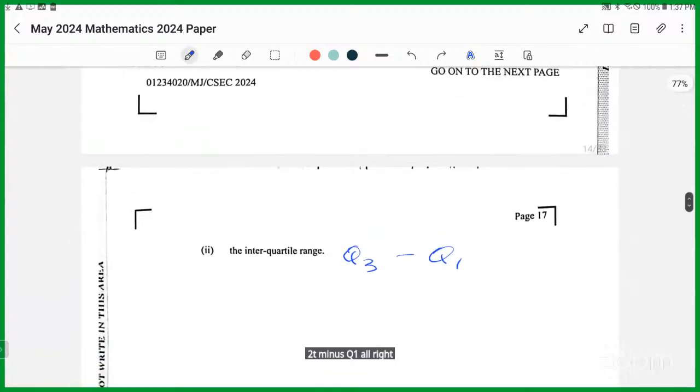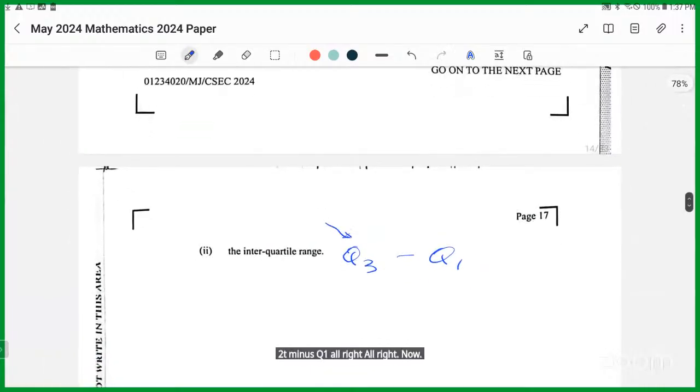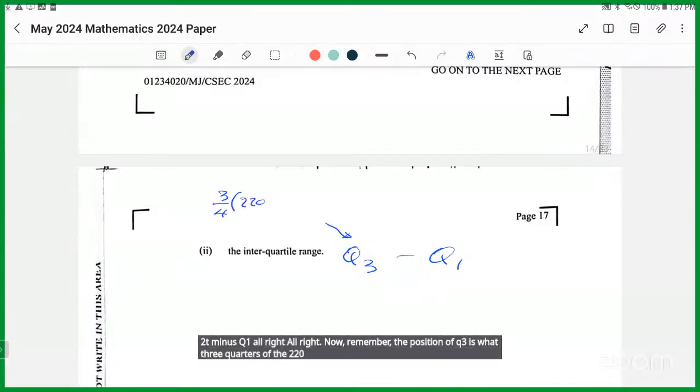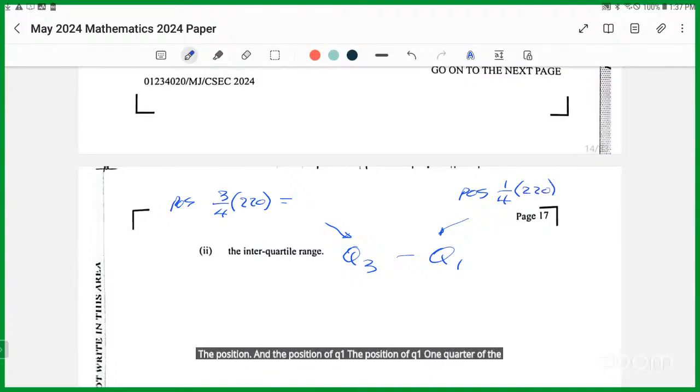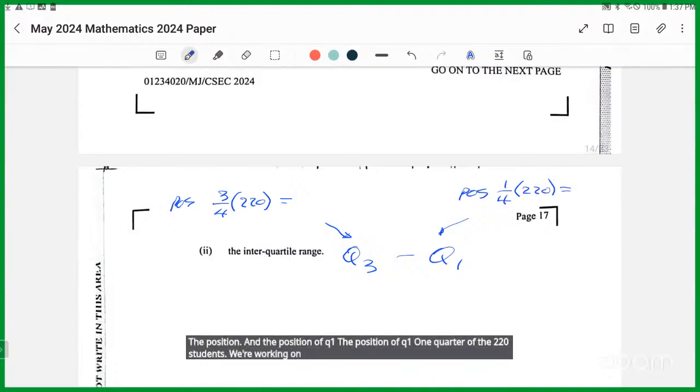Now, remember, the position of Q3 is what? 3/4 of the 220 students. That's all. The position. And the position of Q1 is 1/4 of the 220 students. We're working on the position down here. So somebody wrote this out for me. 1/4 of this and 3/4 of that. What's positions?